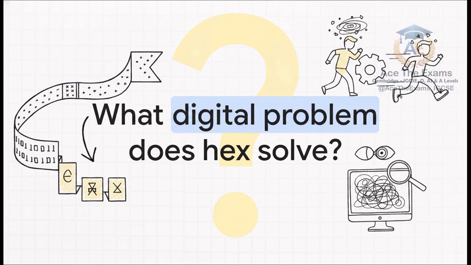It solves the massive problem of human error when technicians are forced to read, write, and debug incredibly long strings of binary code. It compresses 4 binary bits, a nibble, into a single hex character. That makes it infinitely easier for human programmers to configure networks, manage memory dumps, and spot errors. If you don't truly understand that foundational why, any tricky scenario-based exam question is going to completely knock you off balance. You have to know why the tool exists before you can explain how it works.